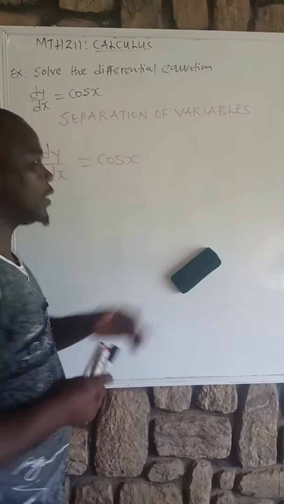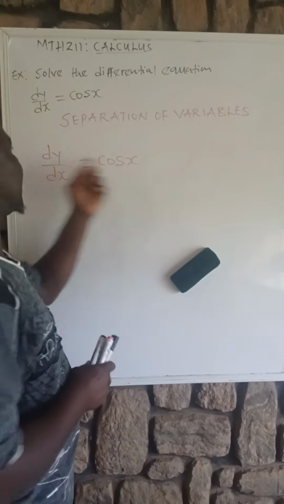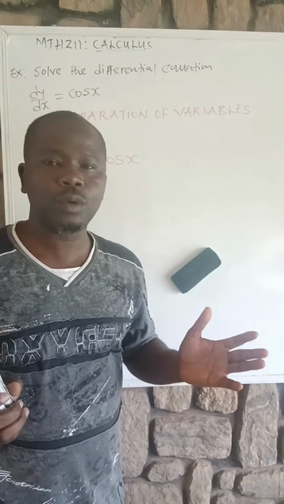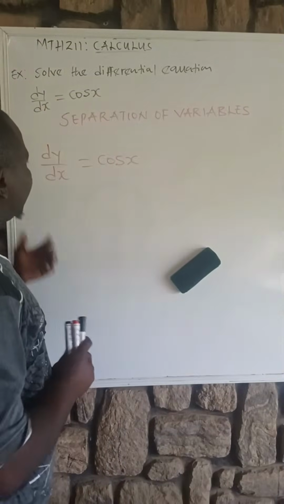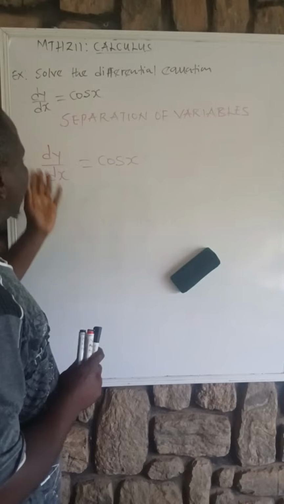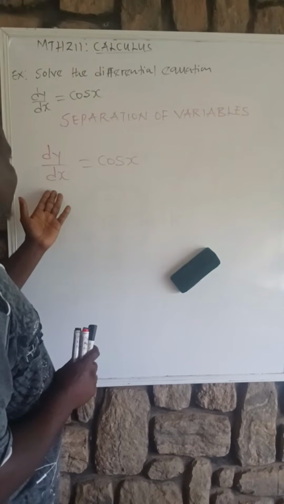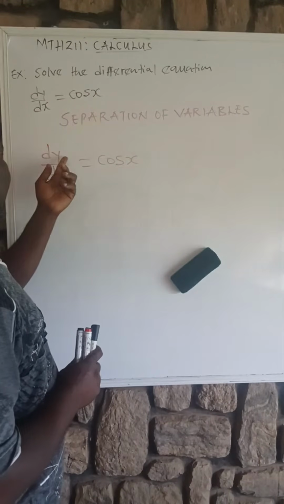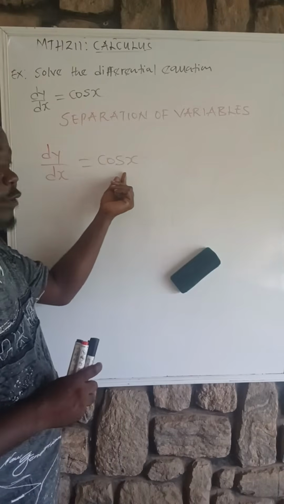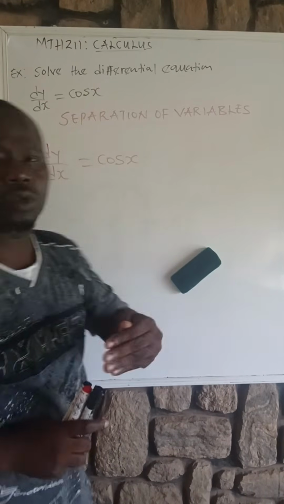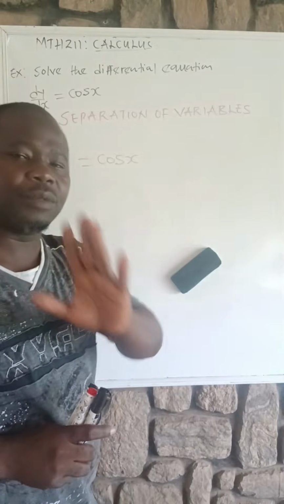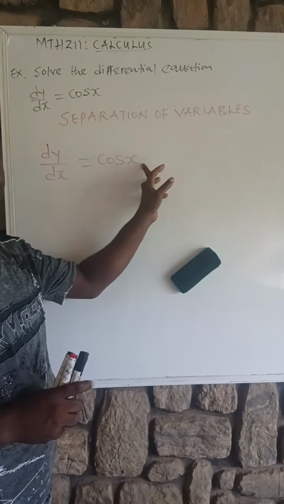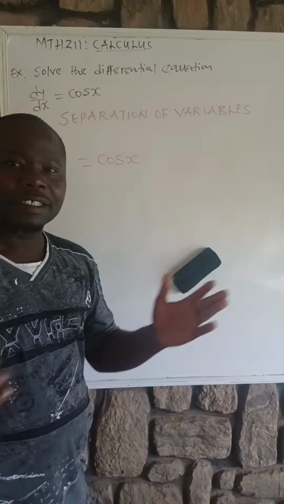So if I may ask you, cos x and dy, do they look alike? No. If we say cos x and dy look alike, we are saying it is not true. But I want you to see with me and agree with me that dx and cos x, they look alike. They are like twins.